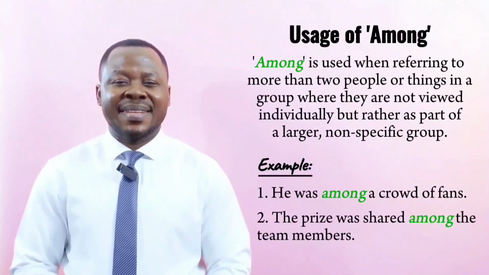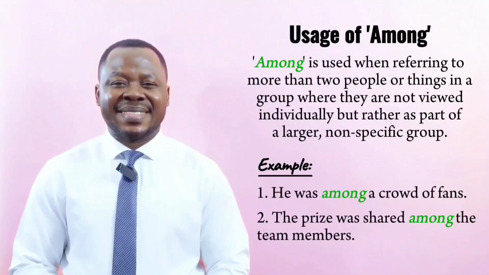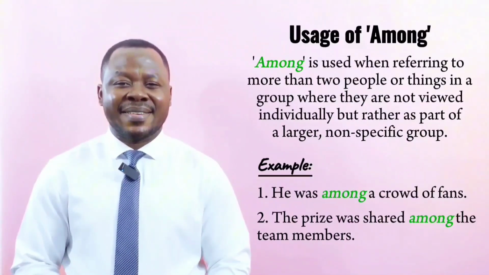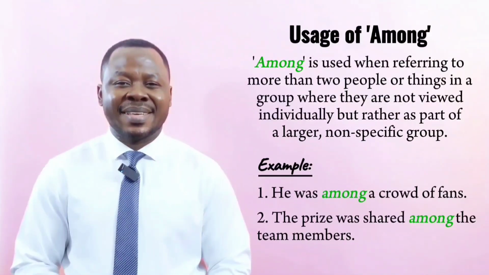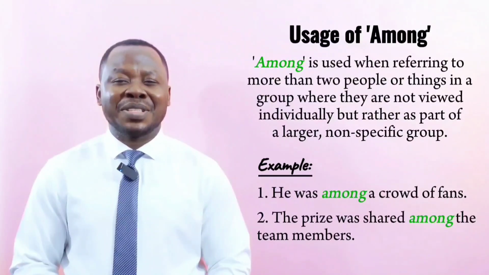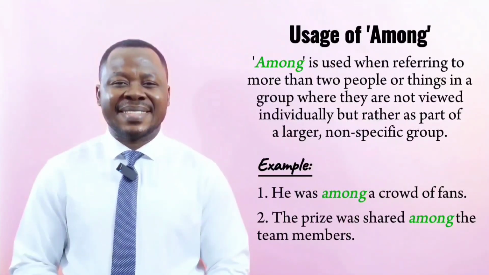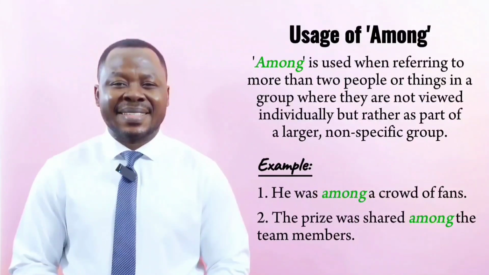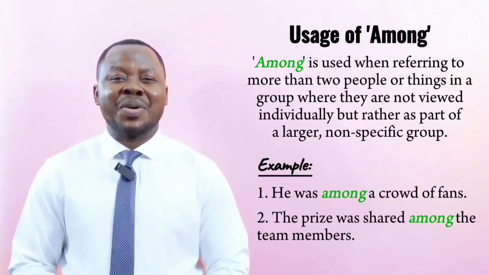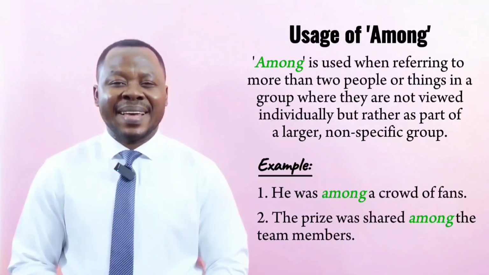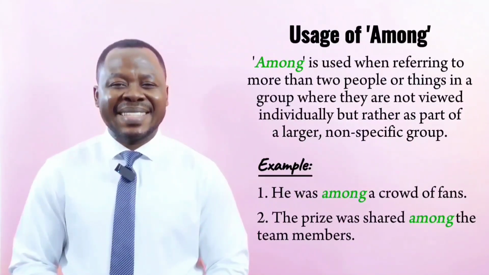2. The prize was shared among the team members. Here, among demonstrates that the prize was distributed collectively to multiple individuals, that is, the team members. It conveys that the team members are viewed as a whole group rather than as separate entities.